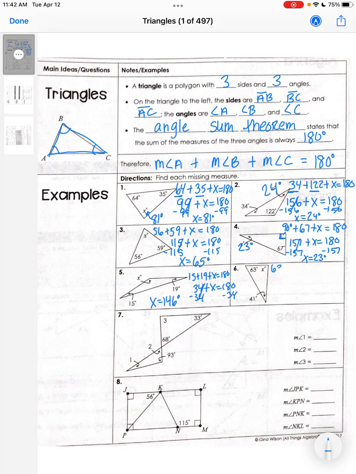Looking at number 6, we have 63 plus 41 plus x equals 180 degrees. 63 plus 41 is 104. Subtract 104. 180 minus 104 is 76 degrees. Okay, and we'll stop right there for now. Again, make sure you have this all written down because I will be checking to make sure you have a completed version of the notes.